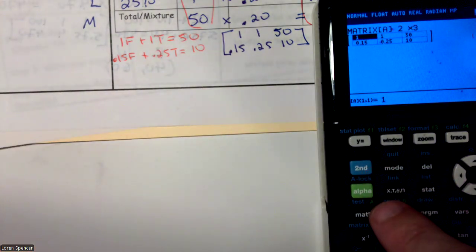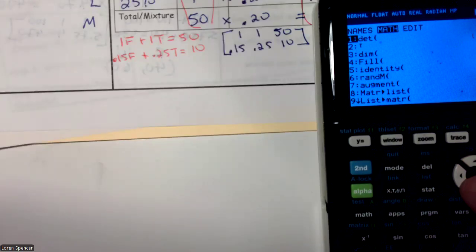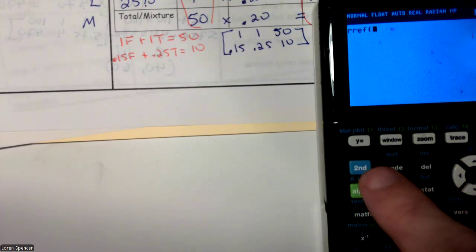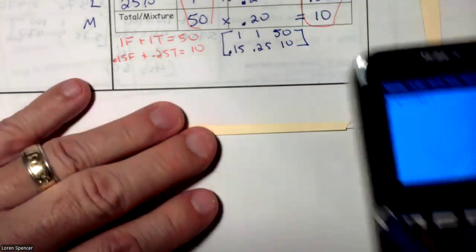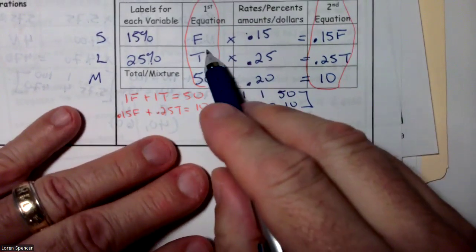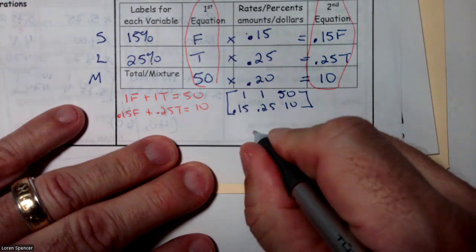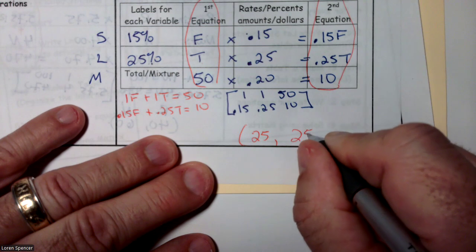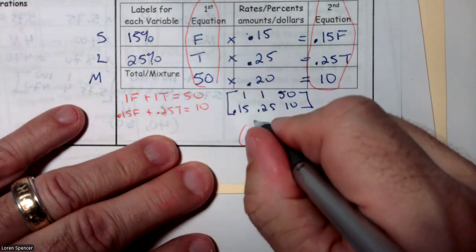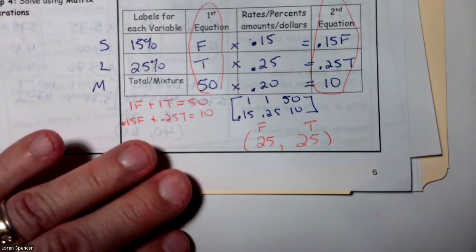Now we're going to leave, which is blue mode, and then we'll go blue matrix, arrow to math, drop all the way down to letter B, press enter, press blue matrix, and then enter twice. And we end up with 25, 25. So in this case, we needed 25 of the 15% and 25 of the 25%. So 25, comma 25. We always want to label our answer. This is for our 15%, and this is for our 25%.